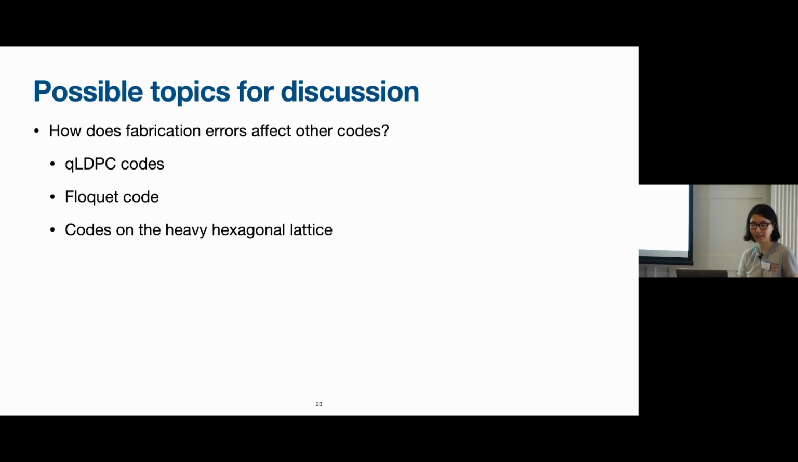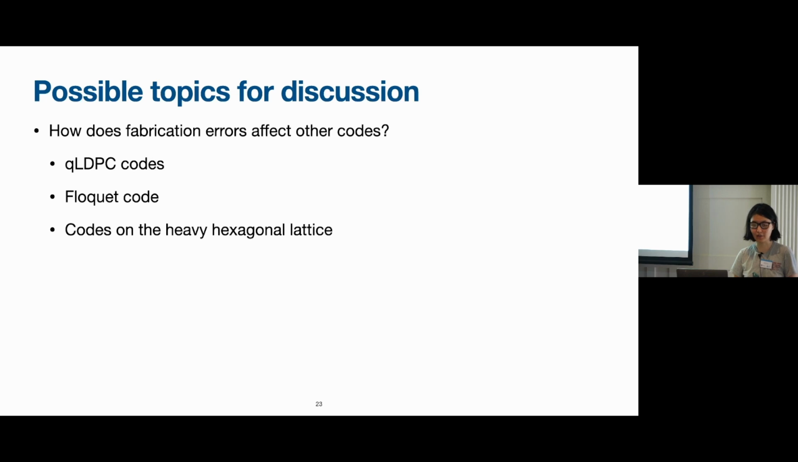I think, well, we actually didn't do that study because that requires assumptions on how the interchip links compare to the on-chip links, and also the mechanism of fabrication errors. For example, if you are considering fixed frequency transmons, and you already know the qubit frequencies that are along the boundary, you can imagine which 2 triplets can be combined, and which 2 may not be combined.